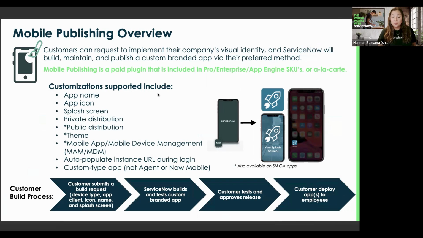So customization support includes, I've already touched on some of these, but you can customize your app name. So what comes up under your app while your end users are looking at their lock screens or home screens, for example. The app icon, splash screen, so what you see while the instance is loading. Private distribution, we mentioned if you want to keep it off the public stores. Public distribution, if you would like to keep it on, although that's also a GA feature, you can see the asterisk. We support theming, we support mobile device management, MAM and MDM.